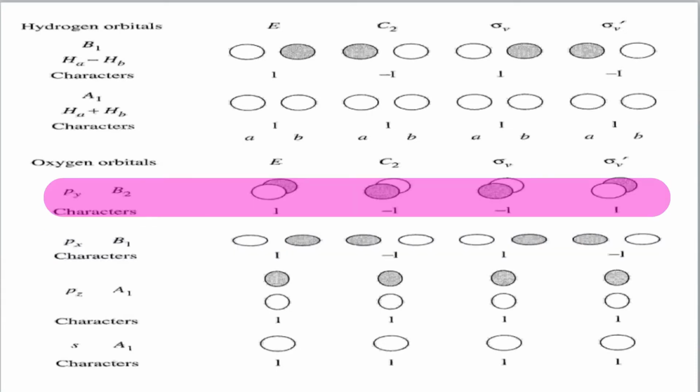Now let us see the fourth player, which is the py orbital, positive lobe. Let me consider which is pointing towards us, and negative lobe, of course, which is away from us. Perform identity operation, no change. C2, antisymmetric, so -1. Sigma xz, antisymmetric, so -1. Sigma yz, symmetric, so 1. 1, -1, -1, 1. This represents which irreducible representation?